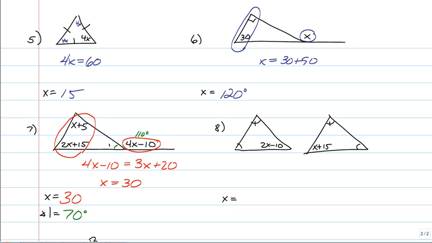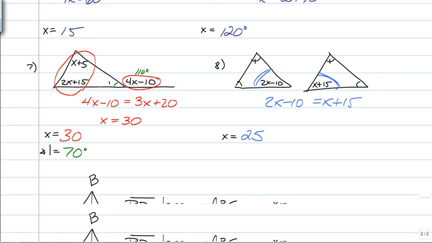Number 8. What you had to do for this is use that property about all the three angles. So if the top is congruent to that top and the left is congruent to that right, basically that means you have no choice but to set these two equal to each other. So 2x minus 10 is equal to x plus 15, which is going to give you x is equal to 25, and you are now good to go. Okay? So it's just a little bit of puzzles. You've got to make sure you know all of your properties so you can set them up.